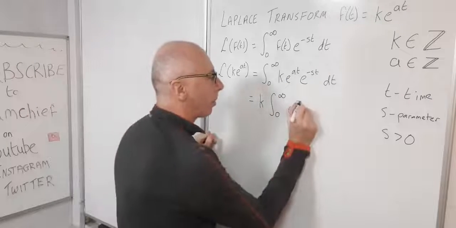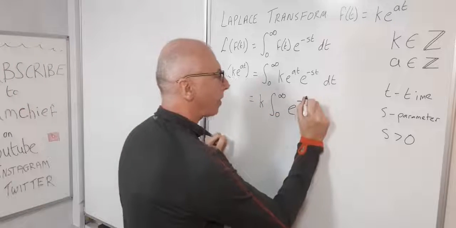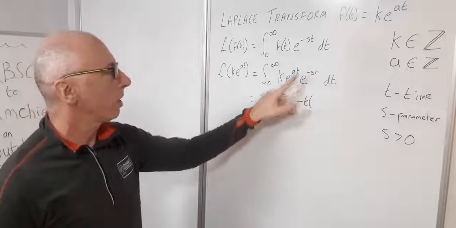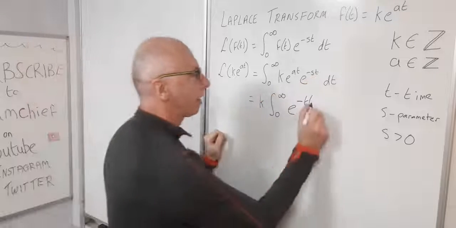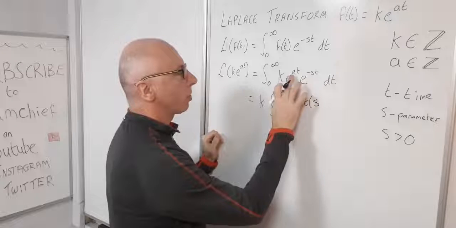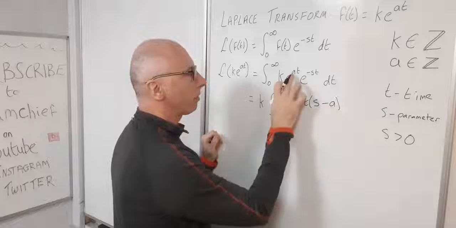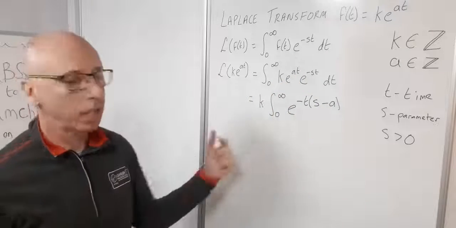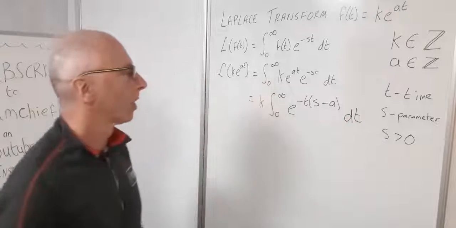So I put a negative, and as we're integrating with respect to t, I'm going to factor out the t. I've got a minus t here, so I'm going to put my s there, which takes care of my minus st, and then I need to subtract a, because minus t times minus a will give me positive at, or ta, whichever way round you want to go. So that's my setup for my integral, and then dt.